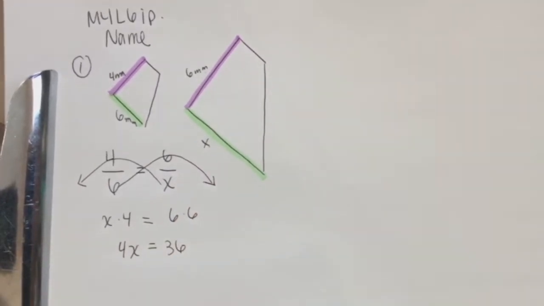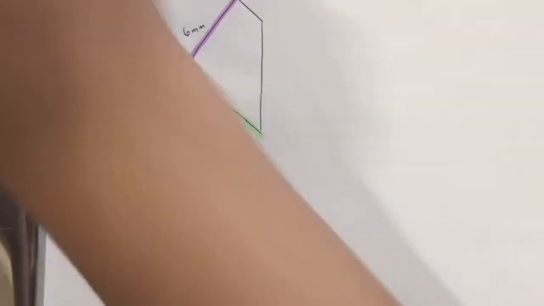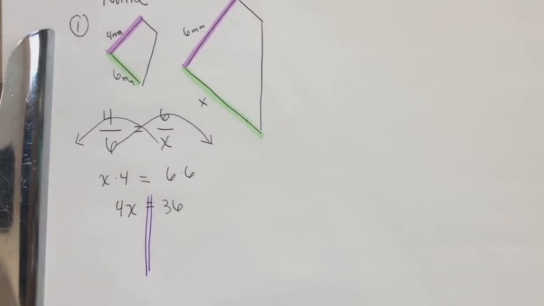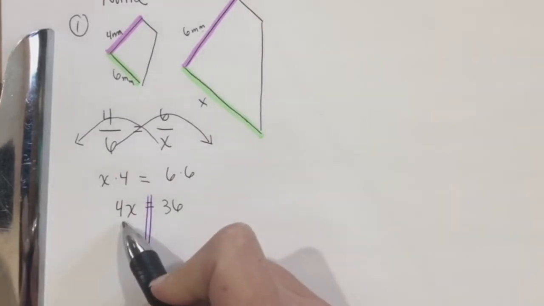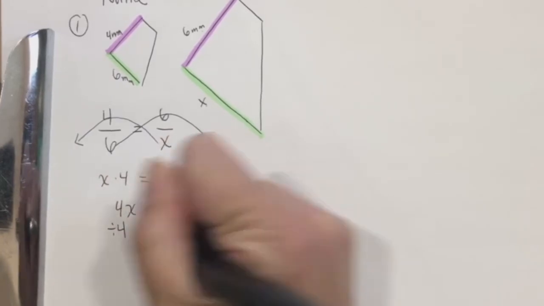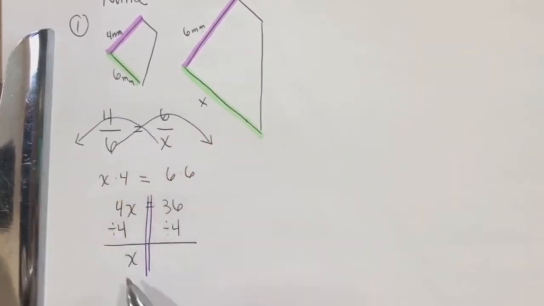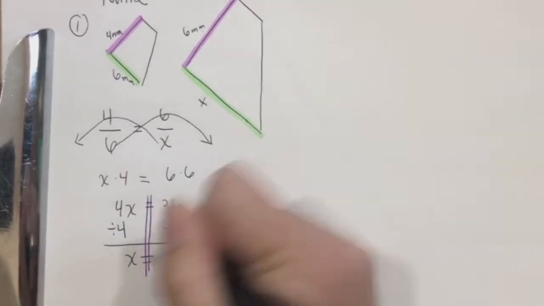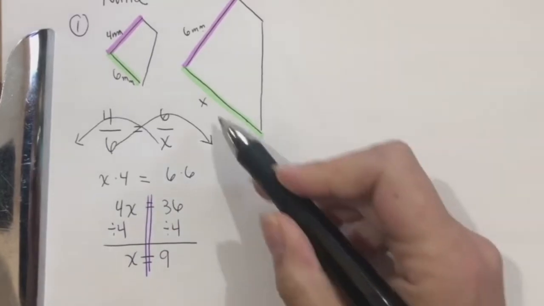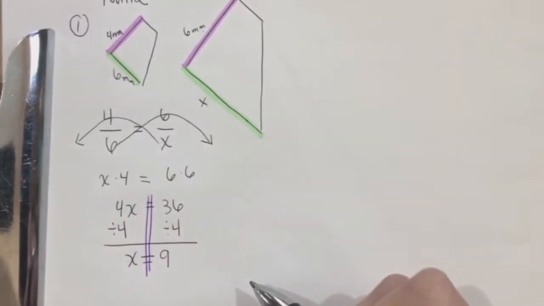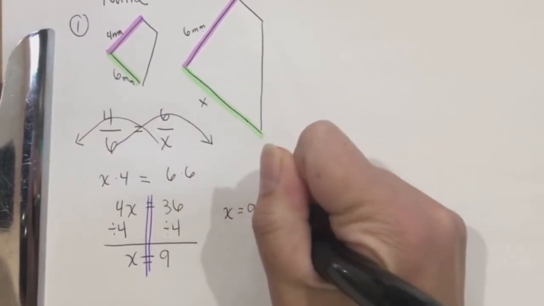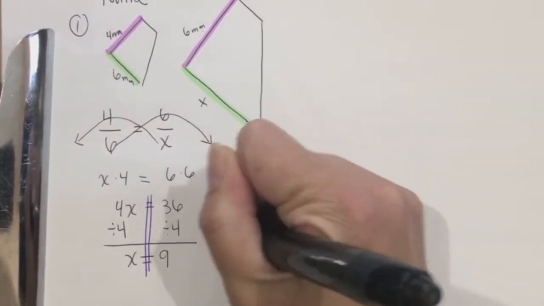Now we solve this just like we solve any other equation for x. We're going to separate the sides, and we see that we have 4 x's on this side, so we're going to divide by 4 to get what 1x is equal to. 36 divided by 4 is 9. So that side there is 9 millimeters. So x equals 9 millimeters.